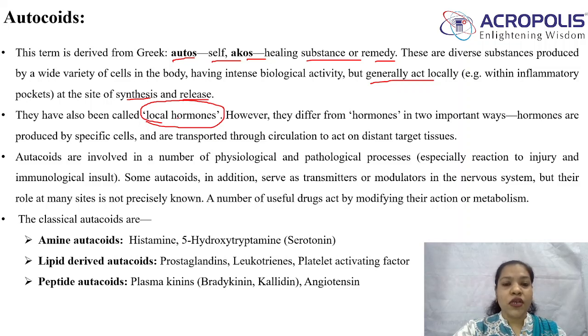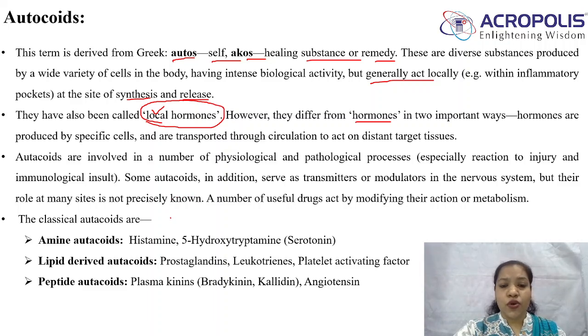Now, the reason they are called local hormones is, first of all, we know that a hormone is synthesized from a specified cell. In the same way, an autocoid is also synthesized from a specific cell. Hormones are transported to other parts and then exert their activity, that is, they are synthesized in one part and act in some other part of our body. But autocoids are synthesized and have activity on that particular site wherever they are released. That's why the term local is attached to hormones to specify autocoids.